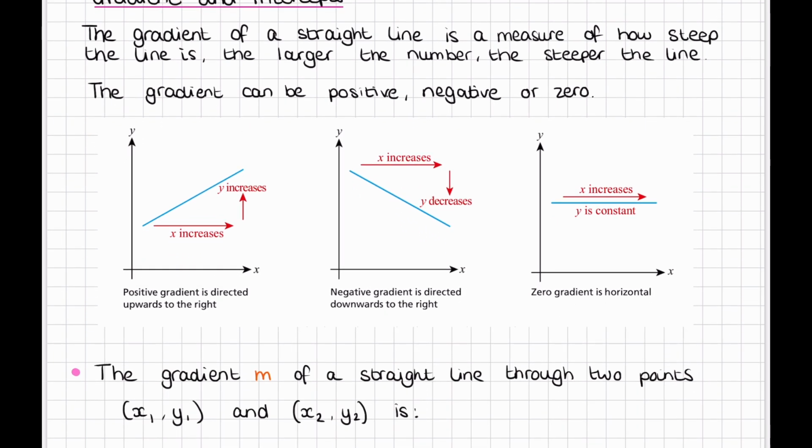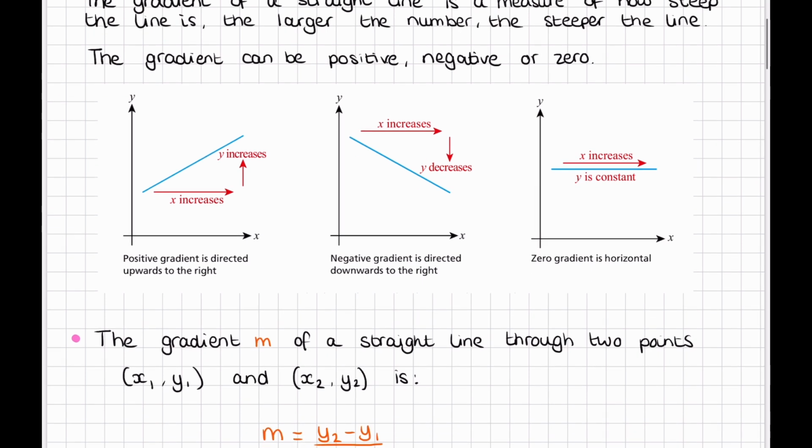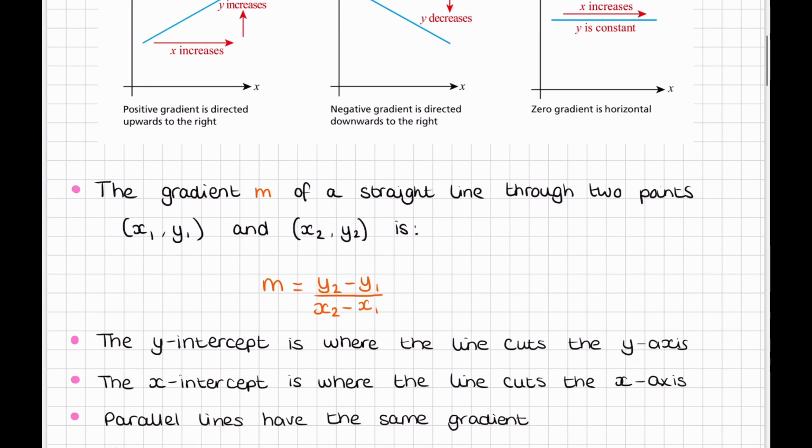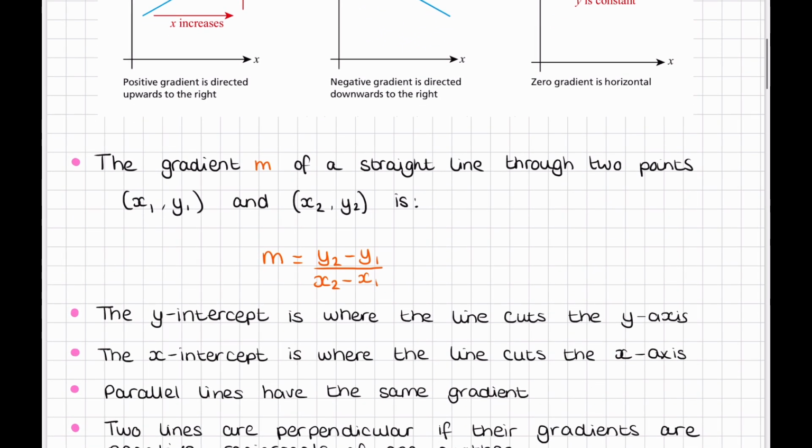So if it's positive, it is a sloping upwards line like the first diagram. If the gradient is negative, it is a downward sloping line like the middle image. And if it is a zero gradient, then the line is horizontal because it is flat, so there is no steepness to it. The gradient, which is often denoted by the letter m, of a straight line through 2 points, (x1, y1) and (x2, y2) is found by using this equation here, m equals (y2 minus y1) over (x2 minus x1). So this equation finds the gradient of the line.